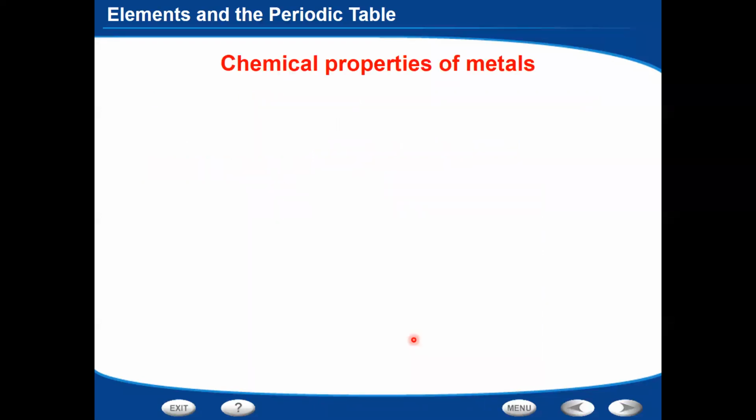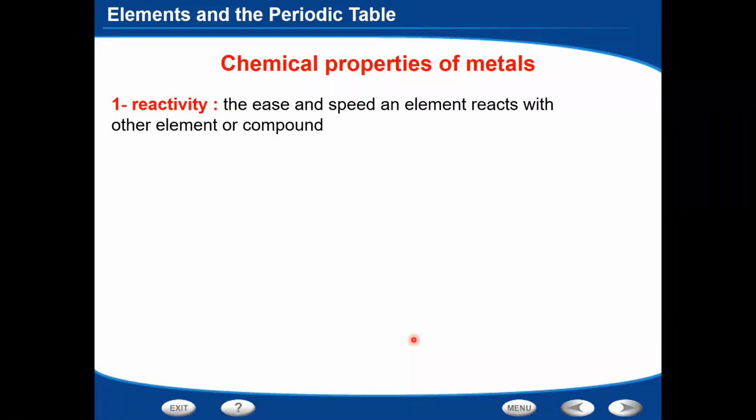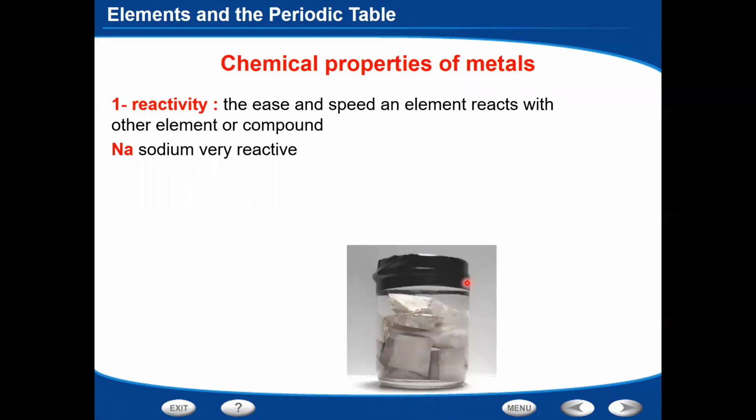What are the chemical properties of metals? First, reactivity. Reactivity means reacting with other elements in a very easy way. And if it's not an easy way, it means it's less reactive, yes? Like what? Sodium, very reactive. Never will you find sodium uncombined in nature. So to store sodium, you should put it under oil in a sealed container. Gold is unreactive, so it's valued. Why is it valued? Because it's unreactive.